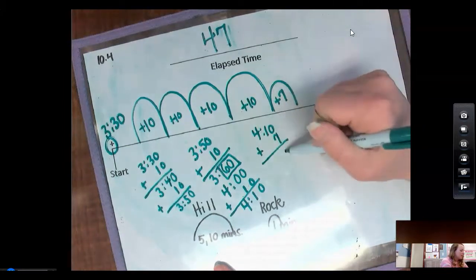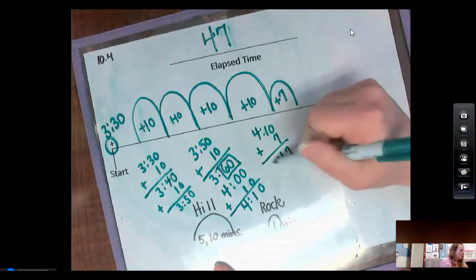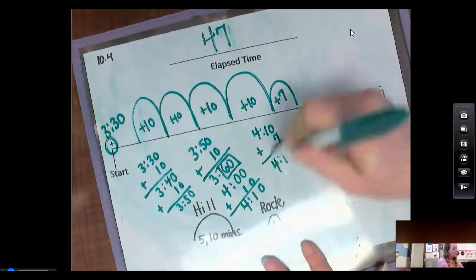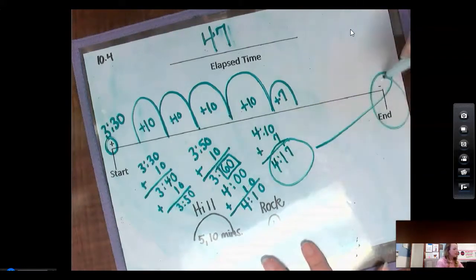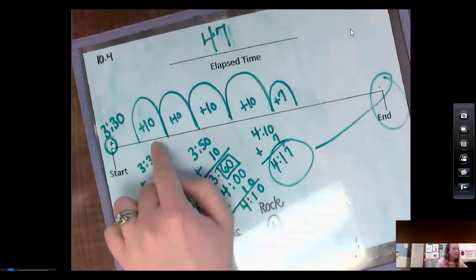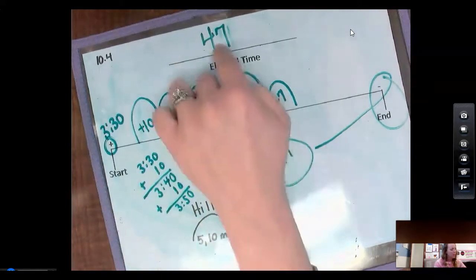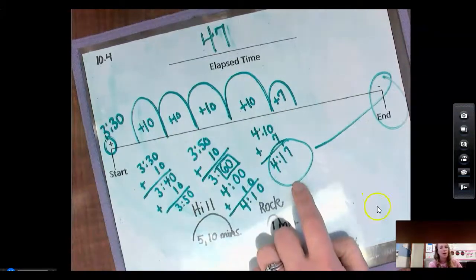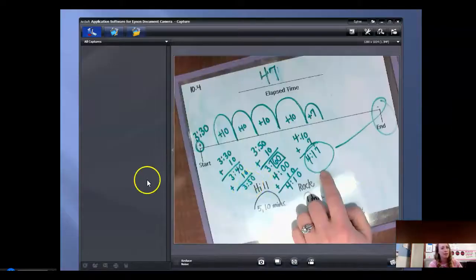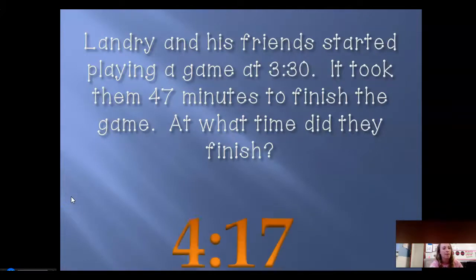0 plus 7 is 7. Drop your 1, drop your 4. So 4:17 should be my end time because I did 10, 20, 30, 47. I have an end time then of 4:17. Let's see if we're right. Yeah, we're right, 4:17. Fantastic.